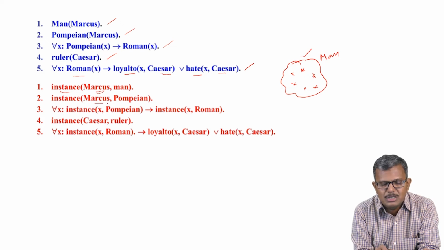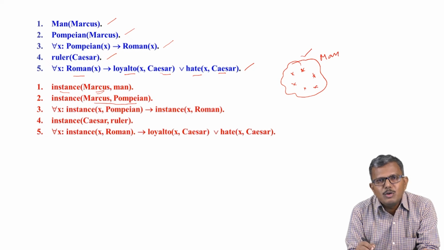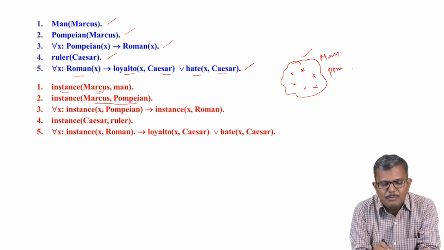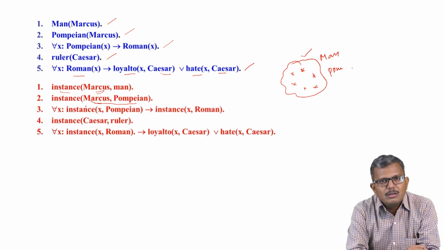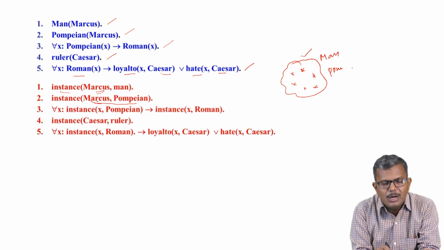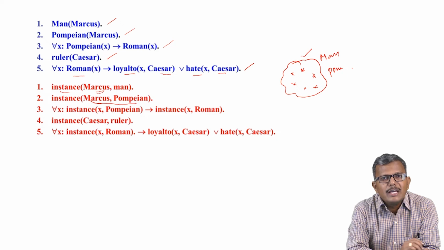Similar to that, here you see Marcus Pompeian. So to which world am I talking about? I am talking about the Pompeians here, not the men. Among the Pompeians, Marcus is one. So I can say that here Marcus is an instance of a world which is called Pompeian.